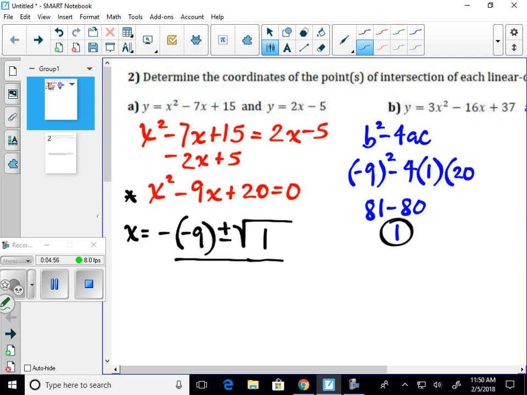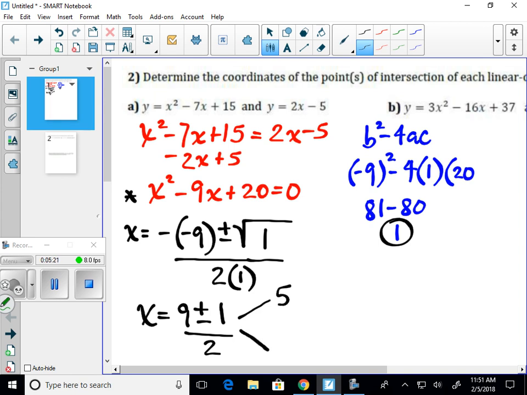So now I've got negative b plus or minus the determinant all over 2a. So 2 times 1. At this point, I've got x is equal to 9 plus or minus, what's the square root of 1? Well, that's 1, all over 2. Now I can find my two solutions. So you have 9 plus 1 is 10, divided by 2 is 5, and 9 minus 1 is 8, 8 divided by 2 is 4.